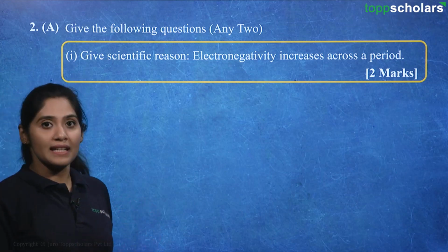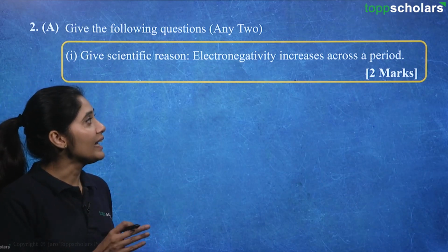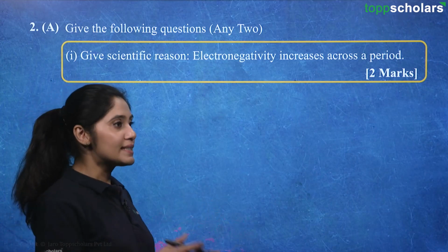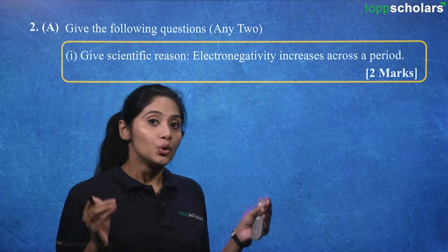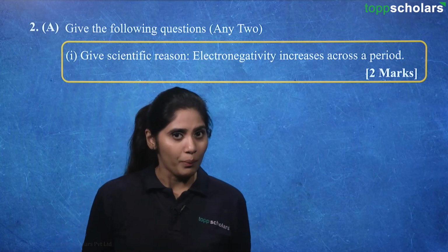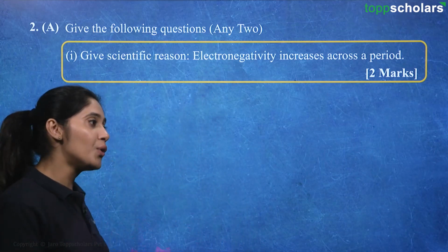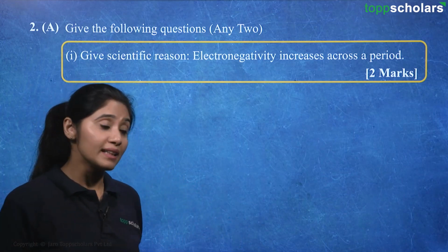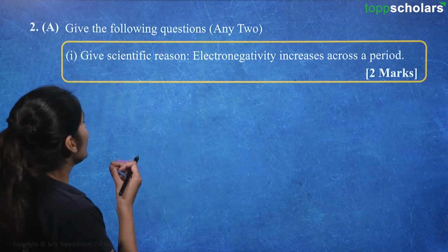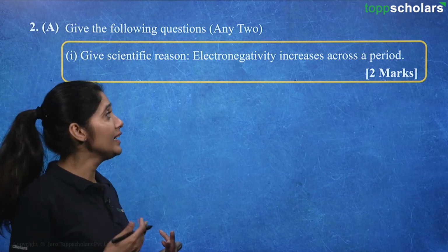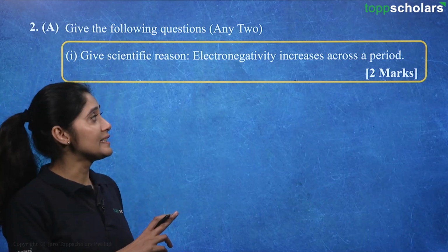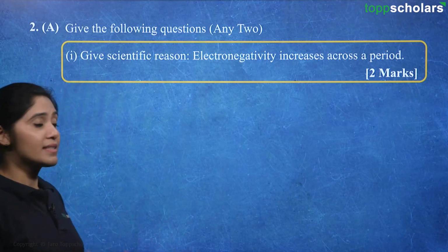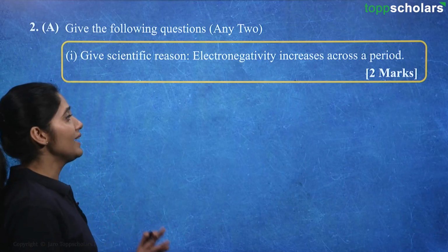Give scientific reason. Electronegativity increases across a period. This is a 2-mark question. Again, you have to know the periodic table very properly to understand how we read the periodic table, what group signifies, what period signifies. So now here we have to give a scientific reason that electronegativity increases across a period. Is that true? Yes, it is. What is the reason for it? You just have to give that and get 2 marks.